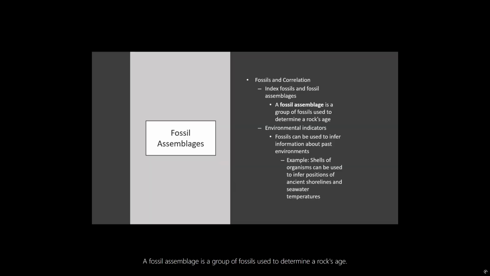A fossil assemblage is a group of fossils used to determine a rock's age. Fossils can also be used to infer information about past environments. For example, shells of organisms can be used to infer positions of ancient shorelines and seawater temperatures.